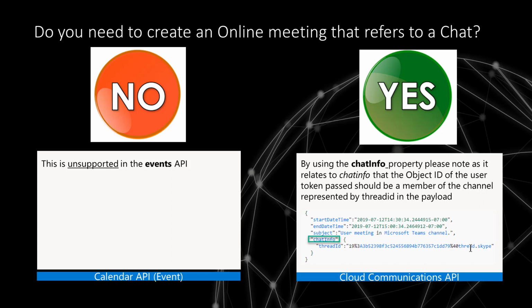The next one is, do you need to create an online meeting that refers to a chat? I think it's pretty much self-explanatory. If we're talking chat, we're talking Teams, right? Or we're talking groups. We're definitely not talking calendar and events. So for this one, under the Calendar API, it is not supported. However, if you are doing this inside the Cloud Comms, as long as you have the chat ID, you can create a meeting surrounding the chat, so it has some context in terms of what you're going to be discussing.